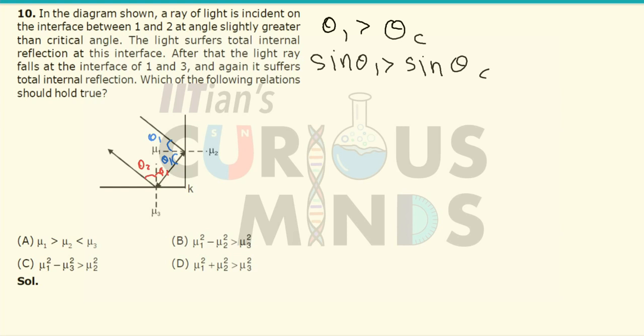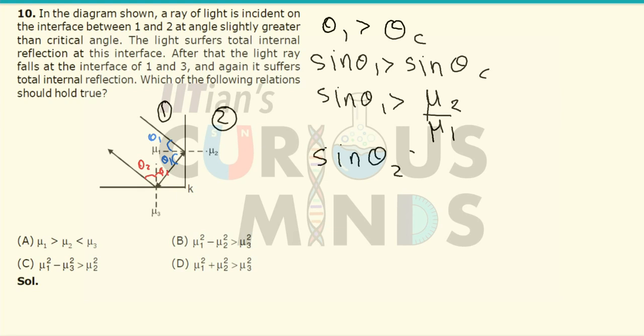Sin theta c, since it is a critical angle, for the first and the second interface will be equal to mu 2 divided by mu 1. So sin theta 1 should be greater than mu 2 divided by mu 1. Similarly, at the second interface, if the angle of incidence is theta 2, sin theta 2 should be greater than mu 3 divided by mu 1. The same logic applies when it is passing from the first to the third medium.